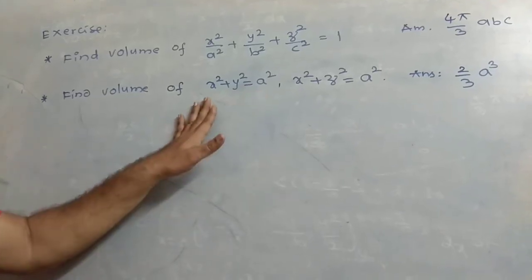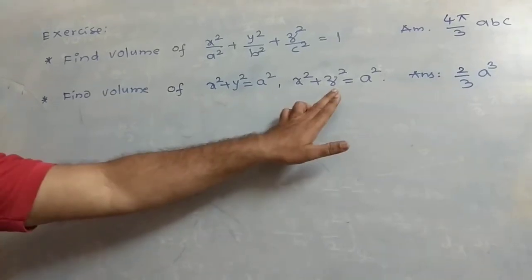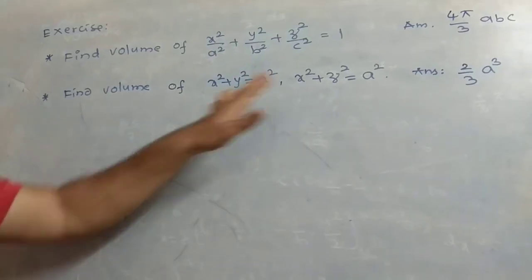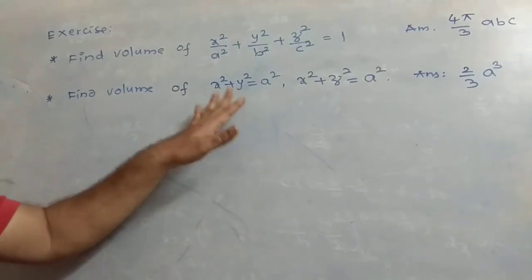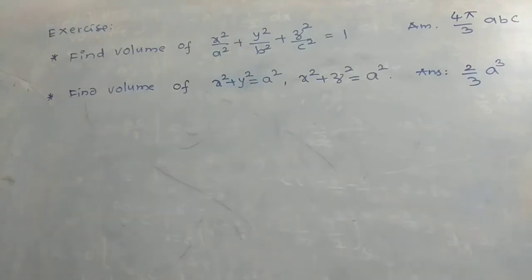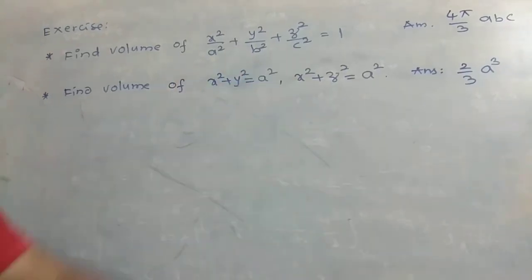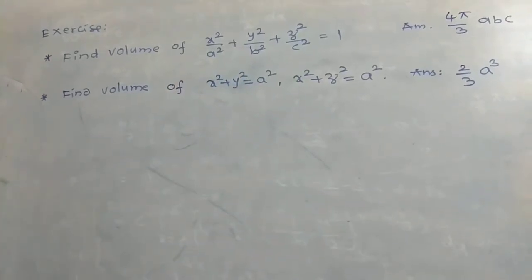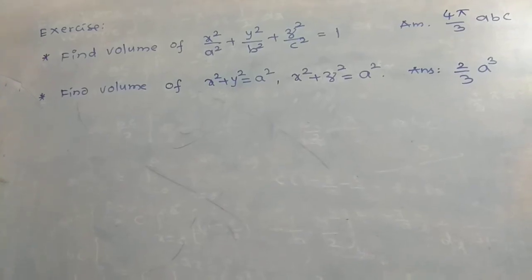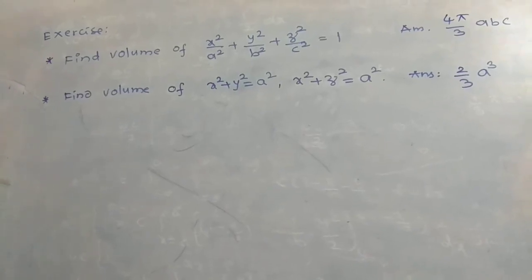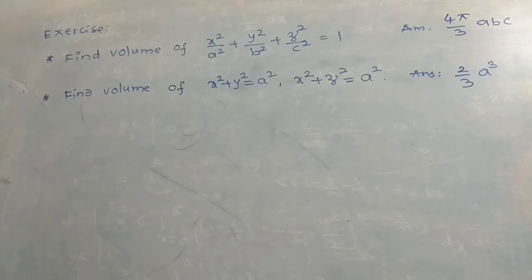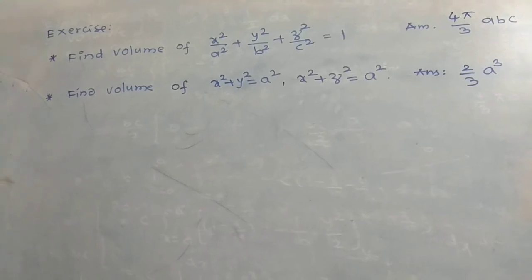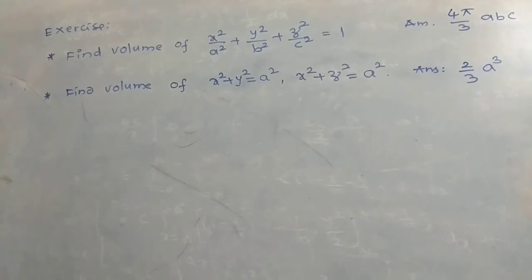How to get x limits? Either you can substitute z equal to 0 or y equal to 0. From the equations you will get x limits are 0 to a. So by that you can get your answer 2 by 3 into a cube. So these are the few fundamental problems of volume by triple integral. So with this, volume by triple integral is closed.